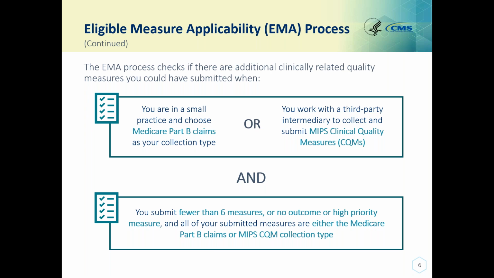When you have those submission types as your preferred or selected submission, you then have a check for fewer than 6 measures or no outcome or high priority measure, and your submitted measures again need to be Part B claims or MIPS CQM collection type. I'll reinforce that MIPS CQM collection type a couple times through this webinar, but the bottom line is QCDR measures, either in part or in full, remove EMA from the process. So let's please advance to slide 7.